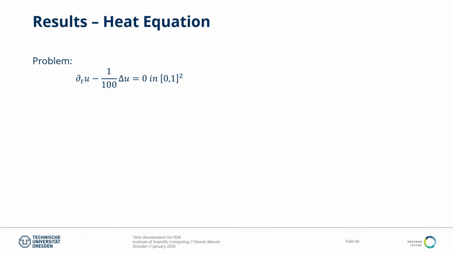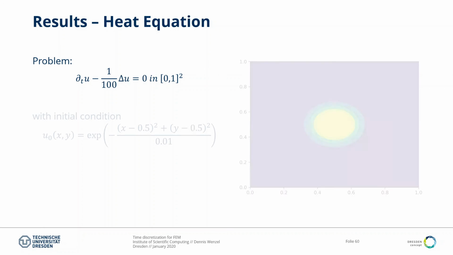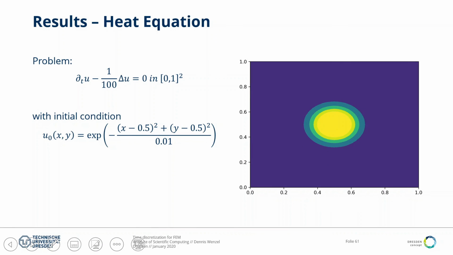So this is the heat equation in a slightly rescaled version, in the sense that we have our time derivative and we have a factor of 1 over 100 in front of our Laplacian. This is just to ensure that the diffusion happens slowly enough that we are even able to see it with the naked eye. And we're solving this in the unit square. So I've used the FEM discretization that we have done before and assembled everything just like explained. The initial condition is this exponential profile.